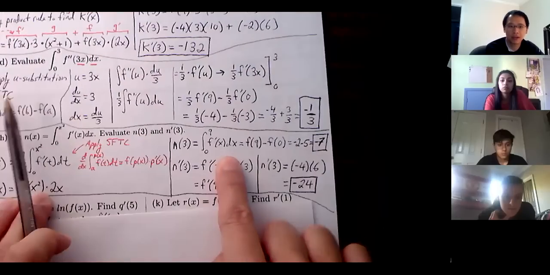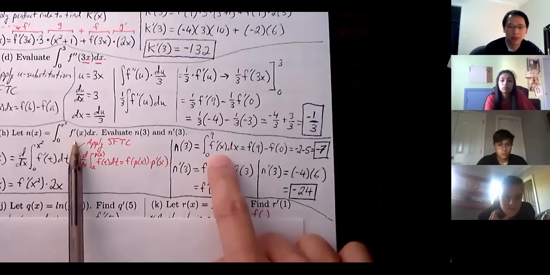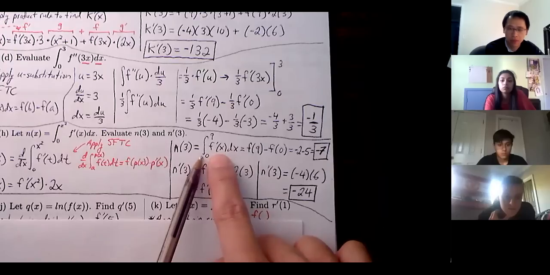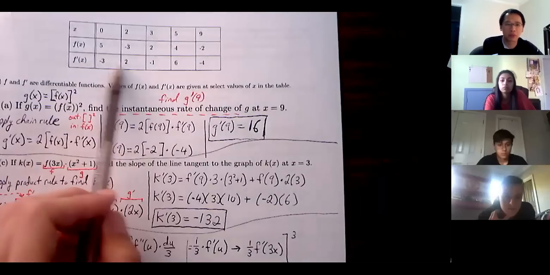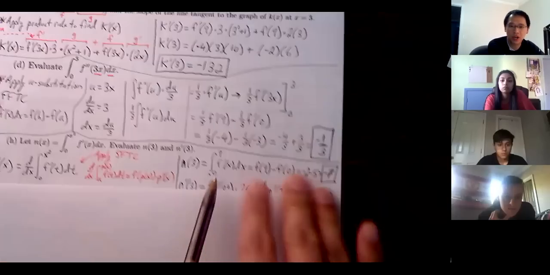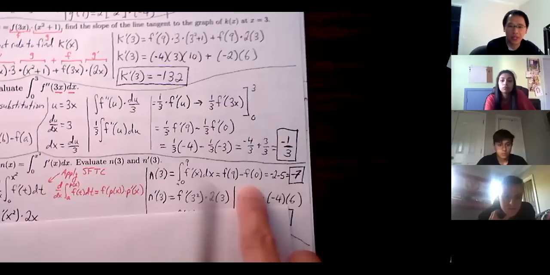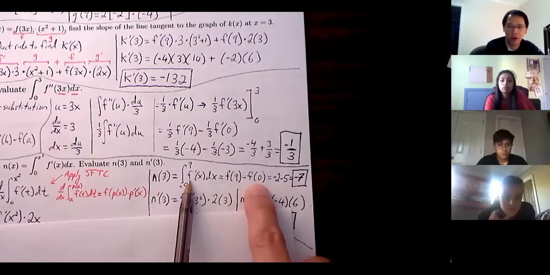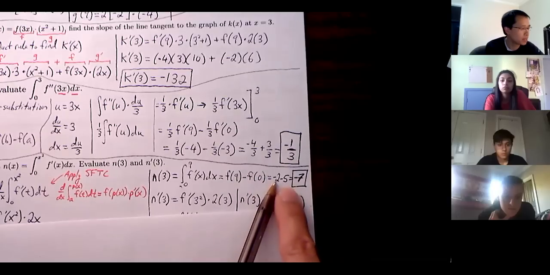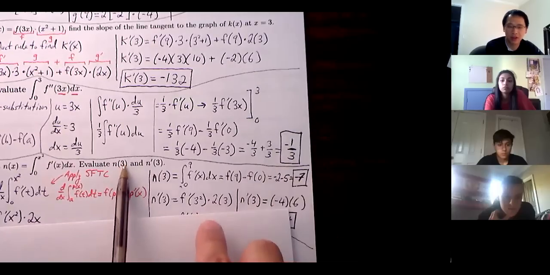So 0 to 9 of f prime, a definite integral of f prime. We have f prime, but if we just found the area using the f prime information, then we're sitting at an approximation, right? Maybe you can use left Riemann sum or right Riemann sum or middle, but it's just an approximation. So we want to push this up to an f of x level, and that way we can get an exact value. So f prime becomes f of x. We plug in upper minus lower bound, and using our table of values, we get -2 minus 5, which is -7. So that takes care of n of 3.